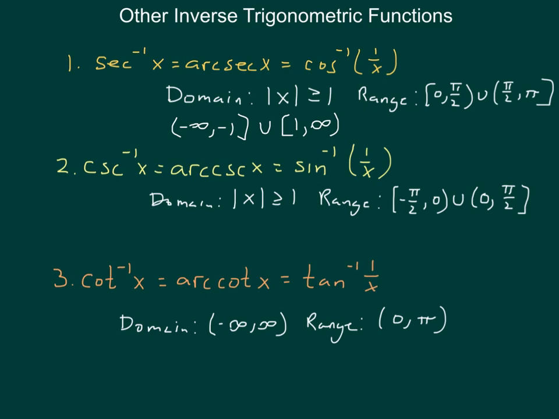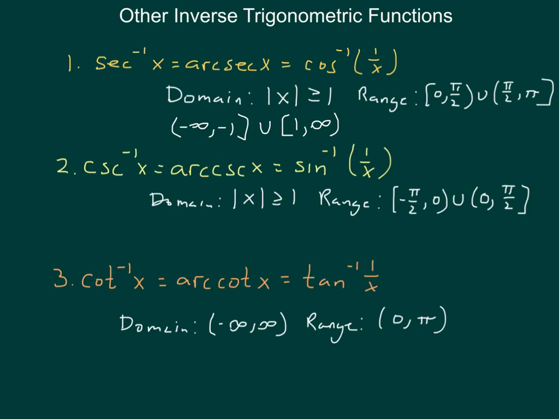And the last one we have is the inverse cotangent, which is the inverse tangent of 1 over x. That's the way that you can go through and use it on your calculator. The domain there is from negative infinity to infinity, and the range is from 0 to pi. So I'll always get an answer from 0 to pi.